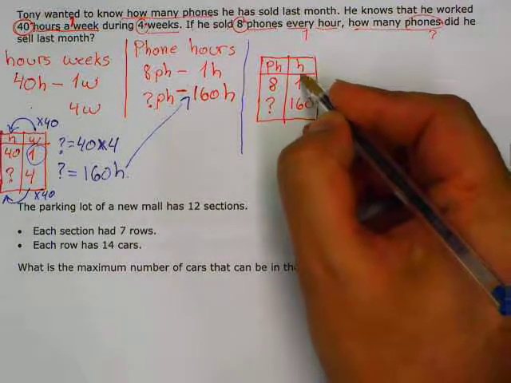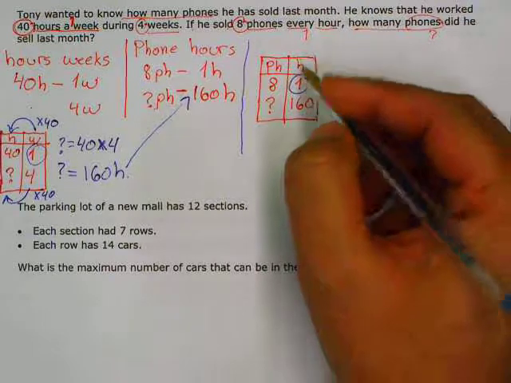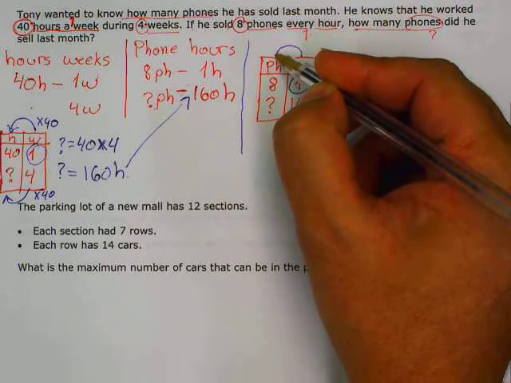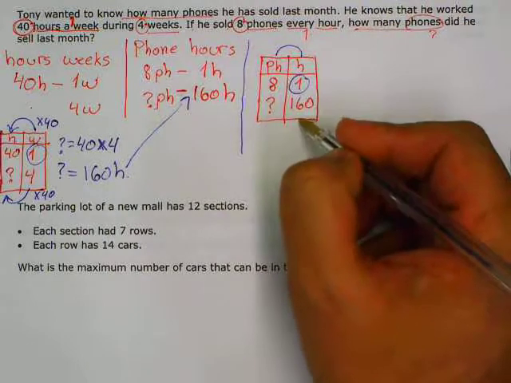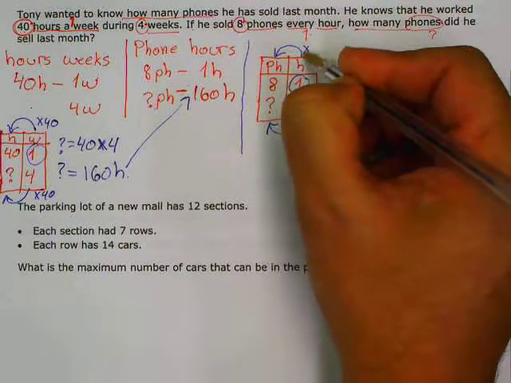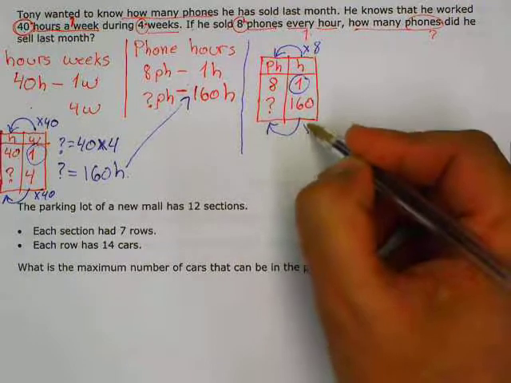I always start with 1. Can I go from hours to phones? Doing what? Times 8. Can I do the same with the 160 hours? Yes. So this is another multiplication. So times 8, times 8.